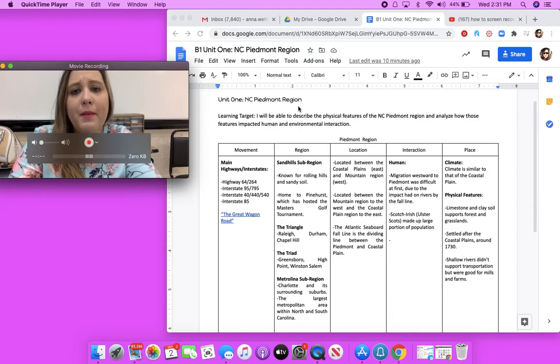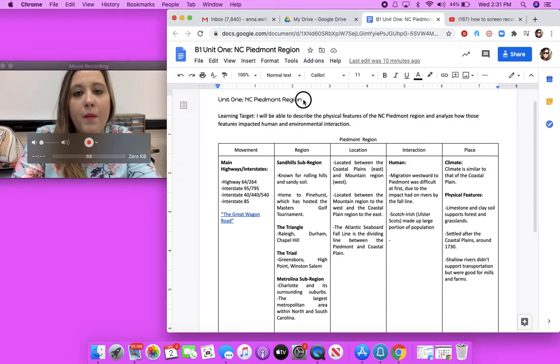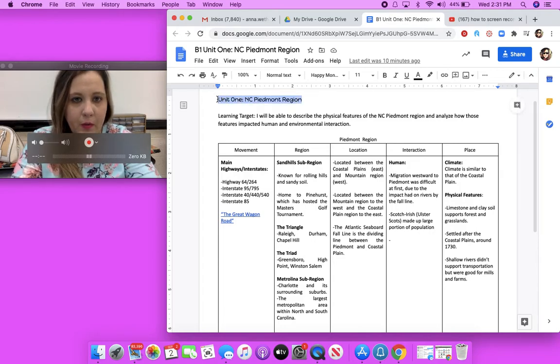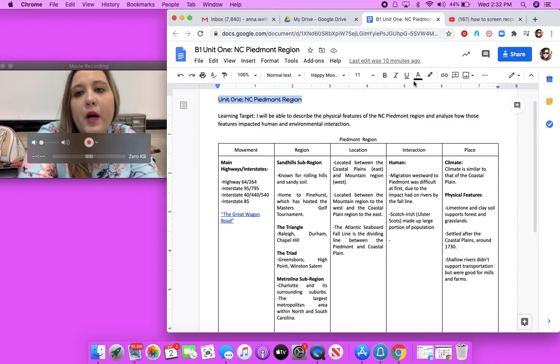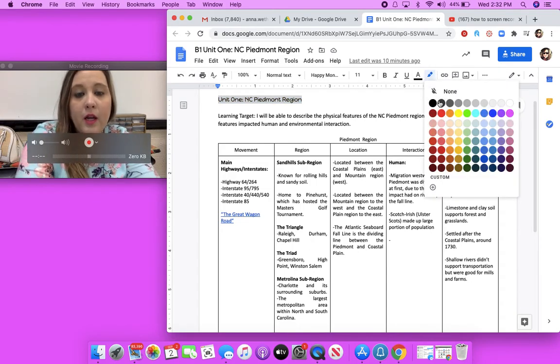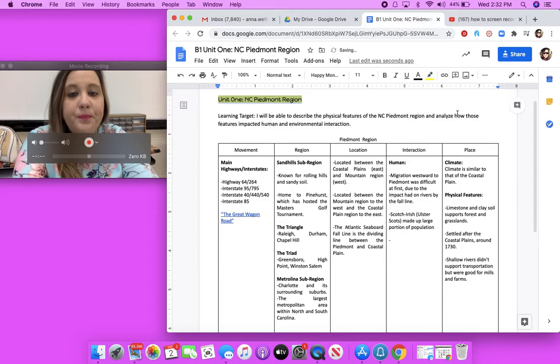All right, so I've already made my copy. If you would follow the instructions to make your copy, I'm using my computer, so the way I would make my copy is different from how you would make yours. So up here, I need you all to highlight Unit 1 NC Piedmont Region.